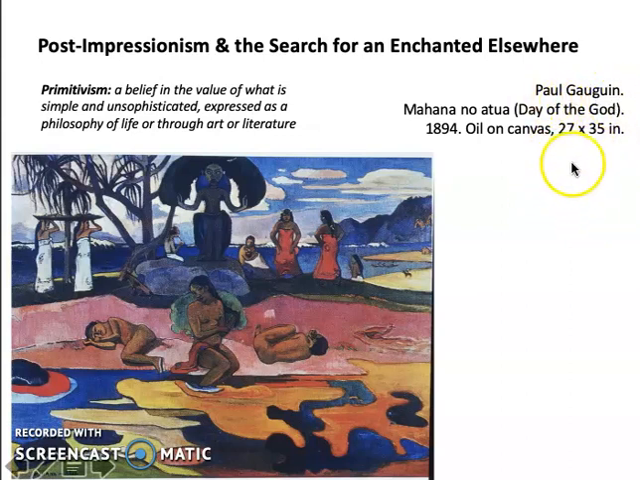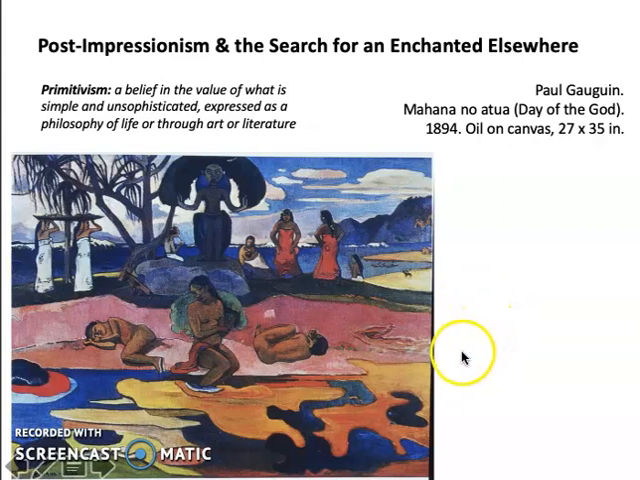Paul Gauguin is absolutely on that search when he goes to Tahiti and paints in response to Tahitian culture. He is interested in primitivism, a belief in the value of what is simple and unsophisticated, expressed as a philosophy of life or through art and literature. So he is looking for a simpler life way, and he is completely misunderstanding Tahitian culture. It is not unsophisticated. He's projecting his own desires for a kind of paradise world of sensuality, of quiet communion with nature and spiritual forces.